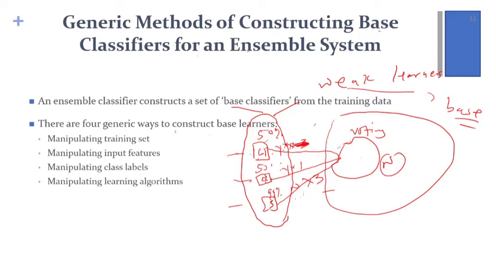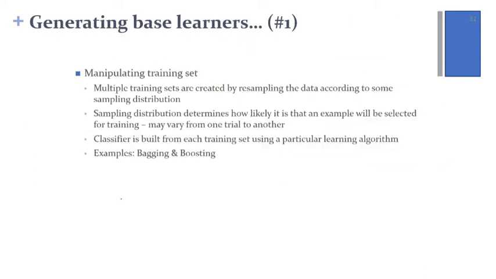So how do you build them? How do I create C1, C2, C3? We have 4 generic ways of creating these models. One, we have manipulating the training set. We try to play with training sets. We try to manipulate the input features. We can also try to manipulate the class labels. And sometimes we might try to manipulate the learning algorithms. These are the 4 generic methods of building base learners or weak learners, as we might want to call them. Now we're going to take them one after the other.